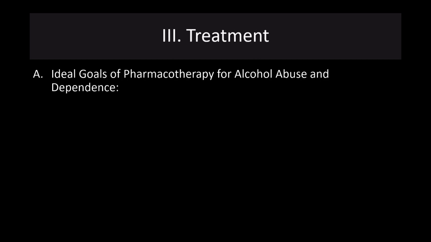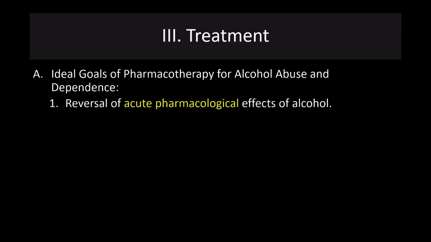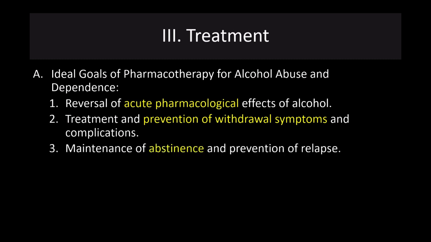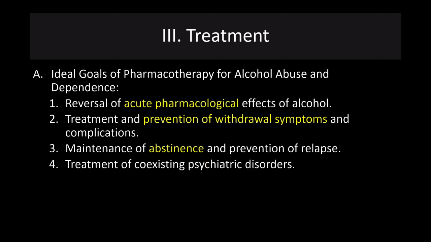So that gets us to treatment. The ideal goals of pharmacotherapy ought to include reversal of the acute pharmacological effects of alcohol, treatment and prevention of withdrawal symptoms and complications, and maintenance of abstinence and prevention of relapse. These are really important parts of treatment. Certainly we want to treat coexisting psychiatric disorders, and oftentimes if we can treat that psychiatric disorder, we actually already have treated the underlying root cause of the alcoholism. And that's, I think, a critical part of this.